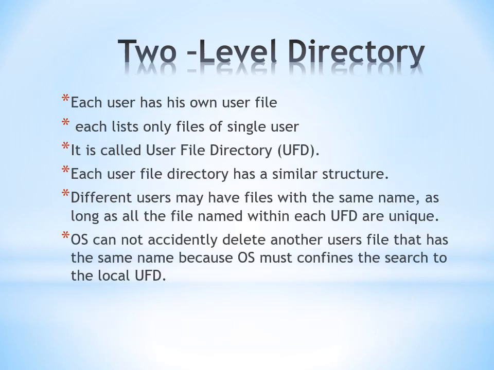So in the two-level directory, each user has his own user file directory. This type of directory structure is meant to solve the problems of the single-level directory. Each user has their own files, and each listing covers only the files of a single user. In the two-level directory, you use the UFD, called the user file directory. Each user file directory has a similar structure.